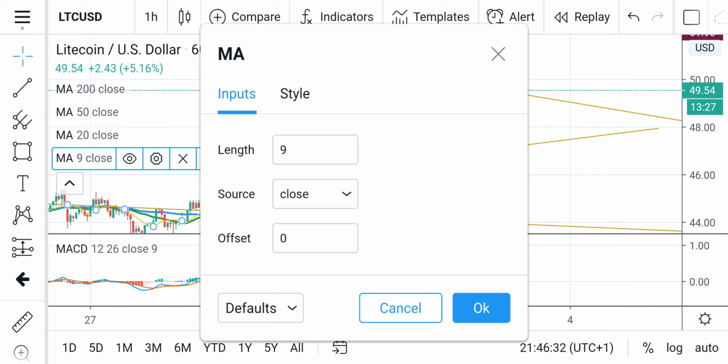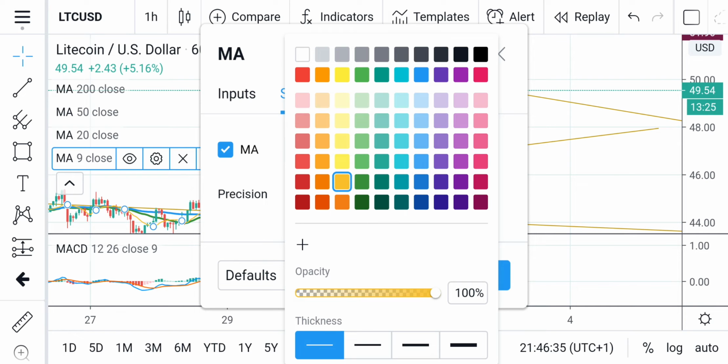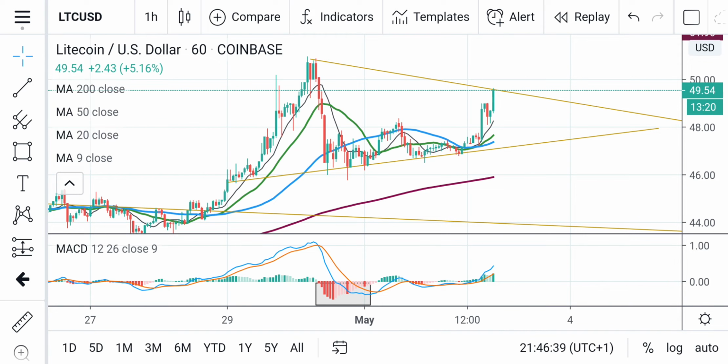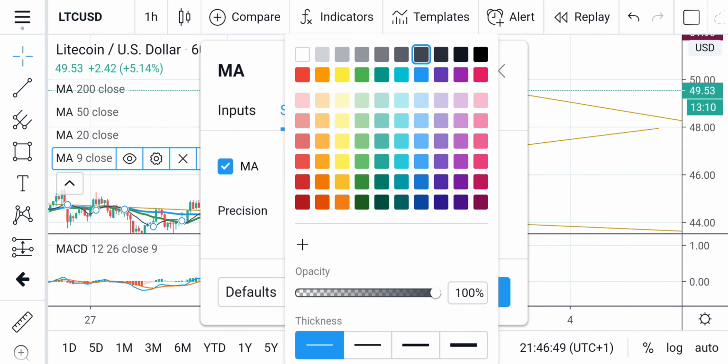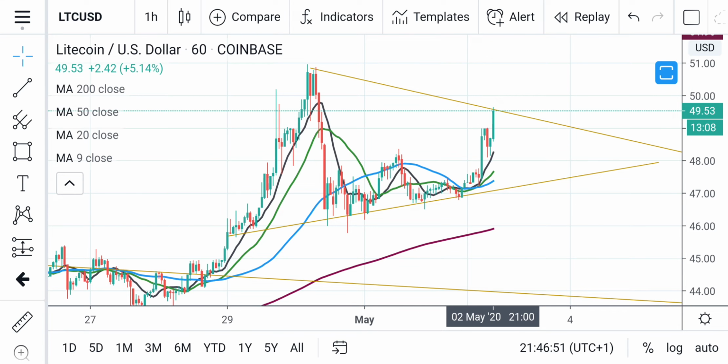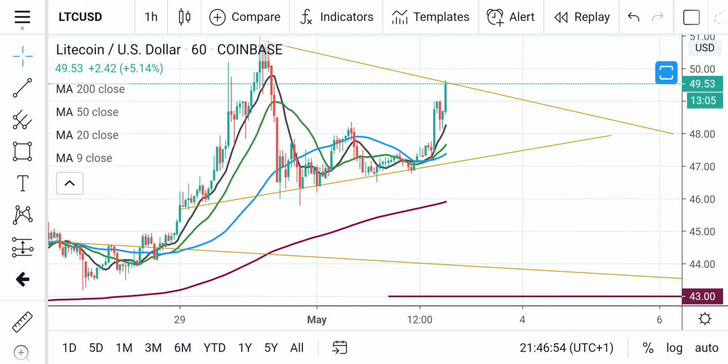It's already 9. I like using black as my 9-period moving average, and I don't usually make it too thick. So you can see the 9-period moving average, the black. Let me just make it thick so that it will be more obvious to you. So you can see the 9-period moving average over here. Price is trading above it. That is what I call a super strong trend. This coin right now is really, really bullish.